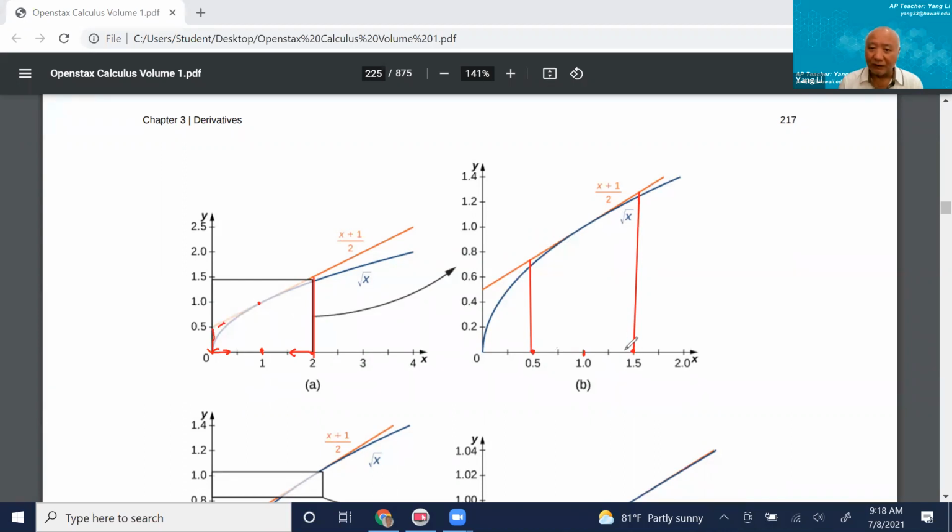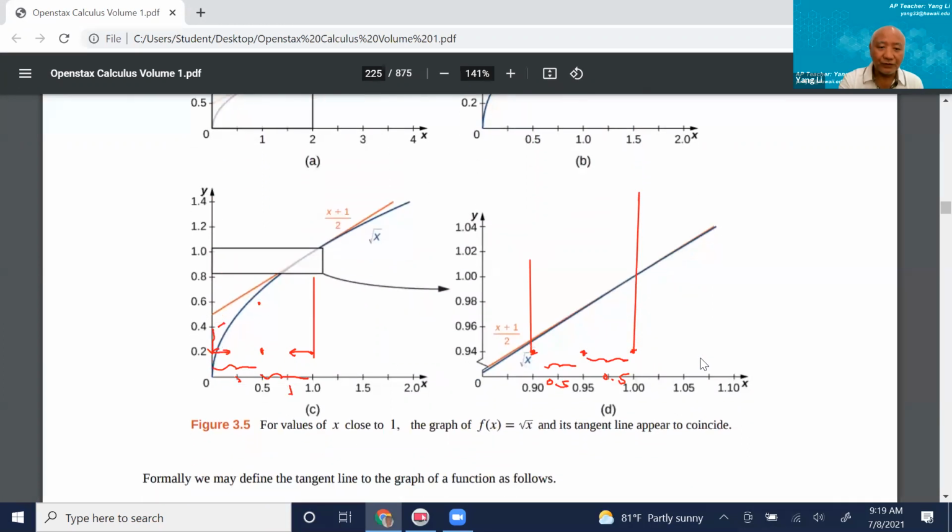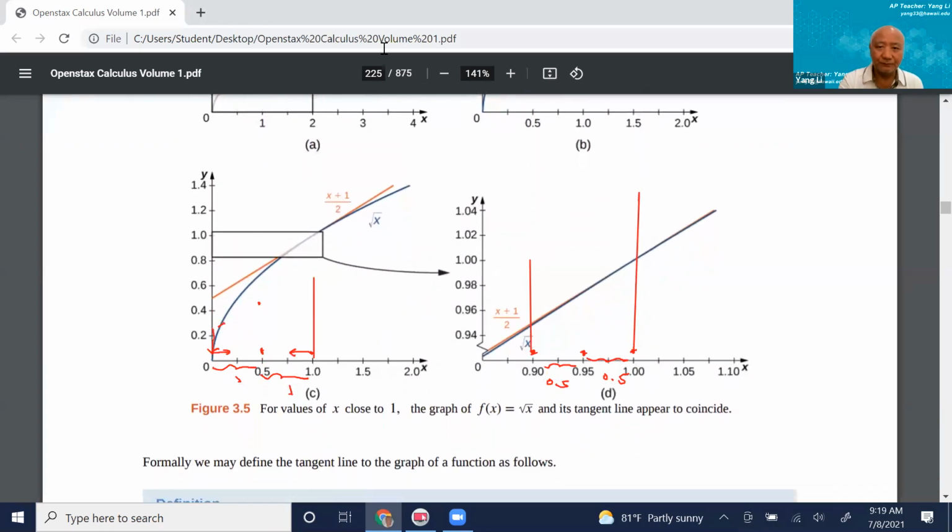We have narrowed the interval down to between 0.5 and 1.5, centered at 1. From here to here is only 0.5, and from here to here is another 0.5, so altogether you have one interval. If we continue to do the same thing, what happens?